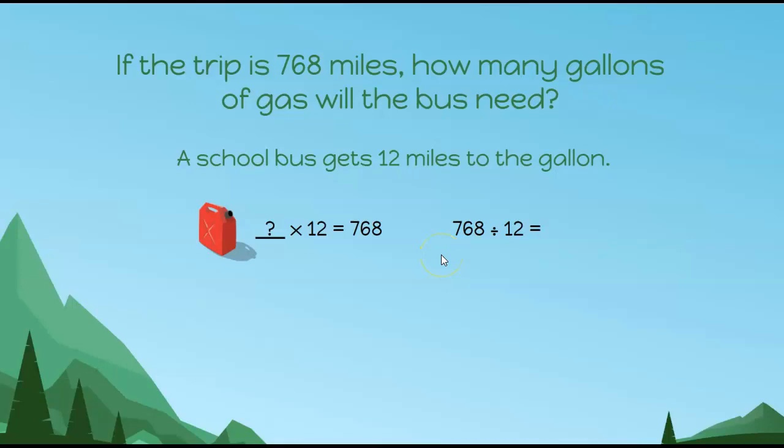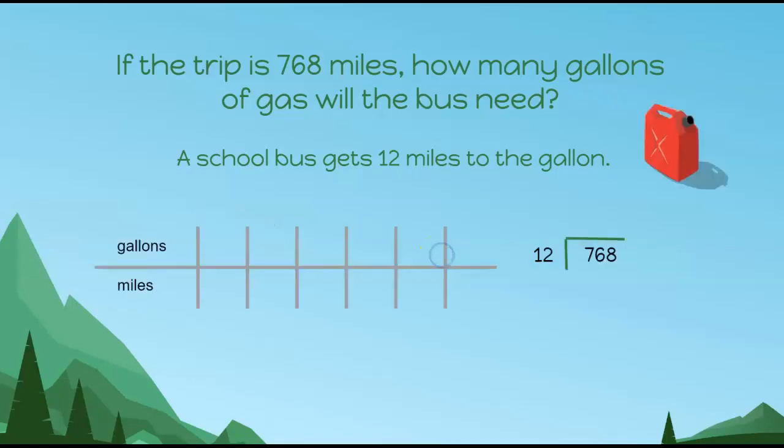All right, so let's tackle this. Remember, we're going to start with what we know. We're going to use our ratio table. We're going to label it because we know that 1 gallon of gas is 12 miles. Solid. All right. Now over here, I wrote our division problem, and I just wrote it out like we would solve it. And it kind of looks like how your parents would solve it, right?